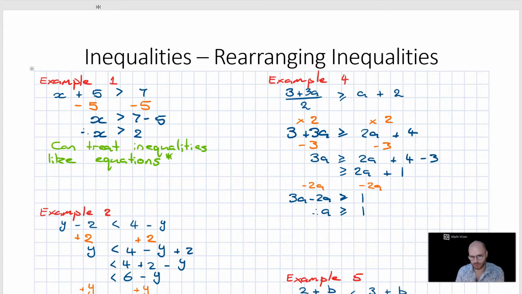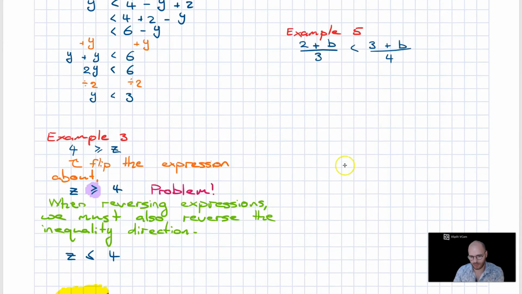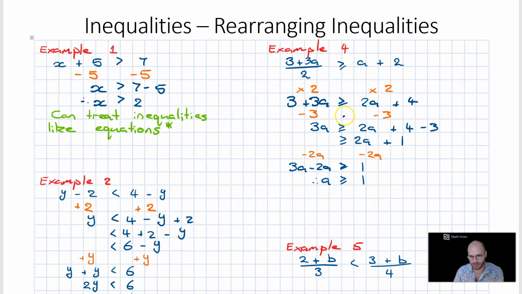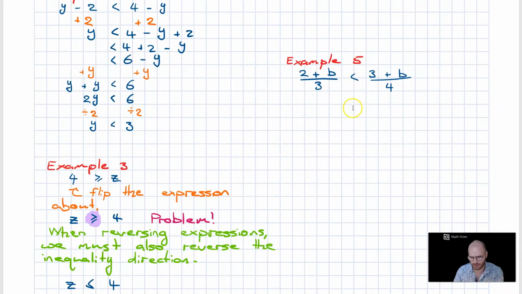What you can see from this example here is we're basically treating these as if they're equations, and the only time that we change the rules is if we saw a situation like this, which of course we didn't over here. Alright, going down to example 5, we're dealing with an inequality statement with 2 fractions.